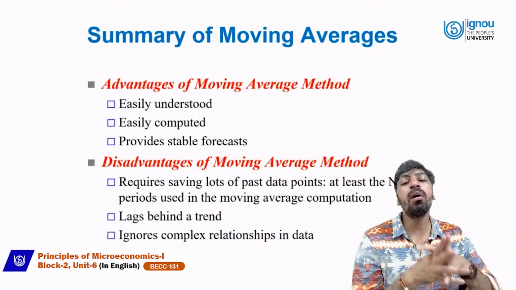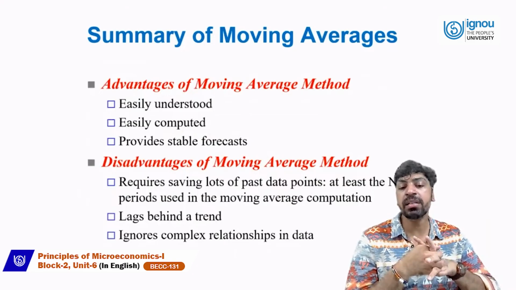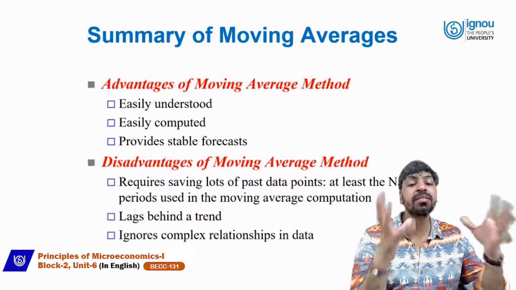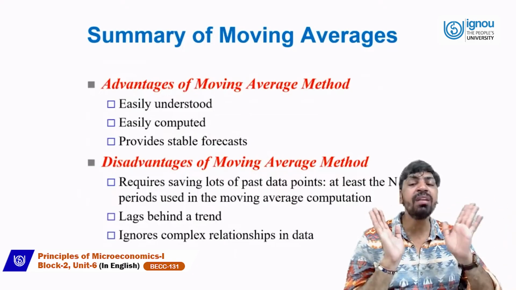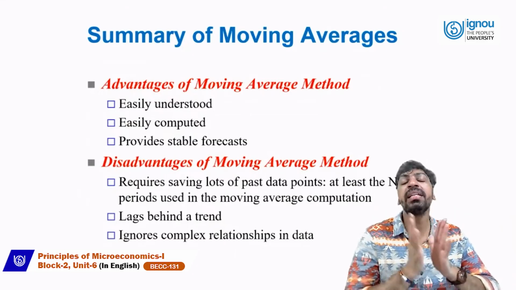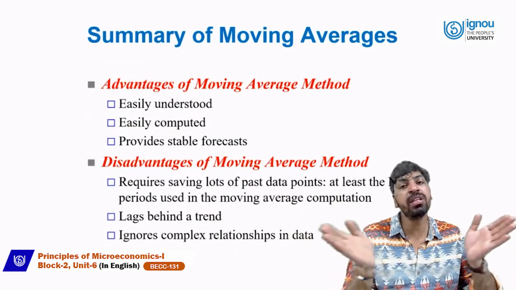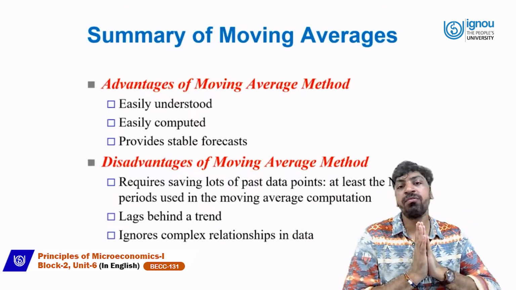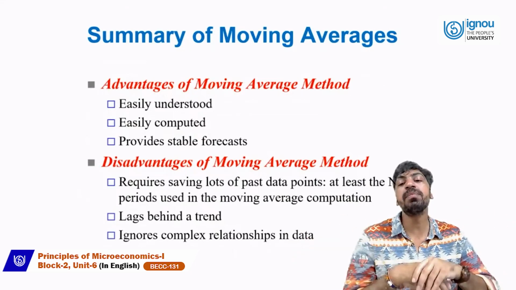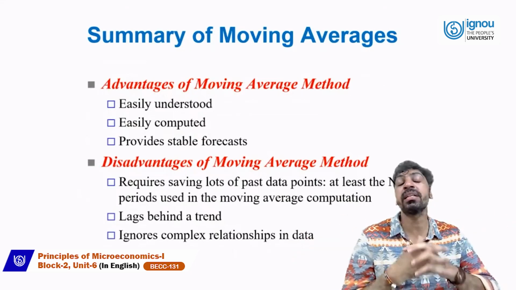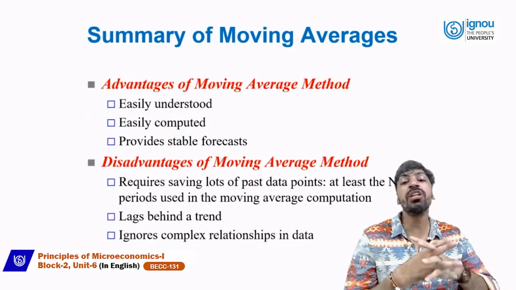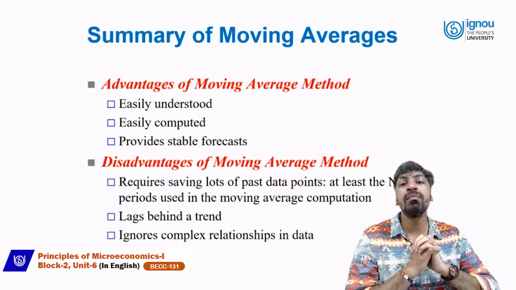It ignores the complex relationships in data. So when we talk about the complex relationship, it's not dealing with one or two variables. It deals with more than four or five variables. But moving average doesn't follow such relationships in the data, and as a result, it is one of the limitations of the moving average method.